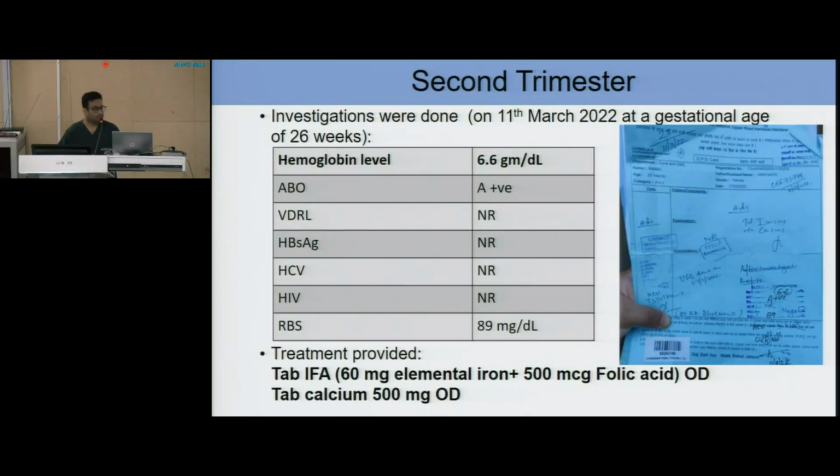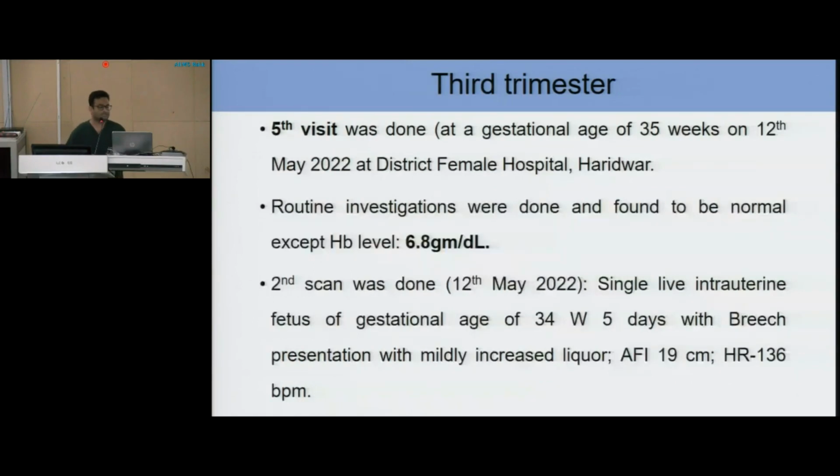Treatment was provided. Same tablet iron folic acid, 1 tablet daily, and tablet calcium 500 mg, 1 tablet daily. Despite being severe anemic, she was provided OD tablets. 5th visit during 3rd trimester was done at the gestational age of 35 weeks at district female hospital, Haridwar. Routine investigation were normal except for hemoglobin level. That was again 6.8, slightly increased, 6.8 gram per deciliter.